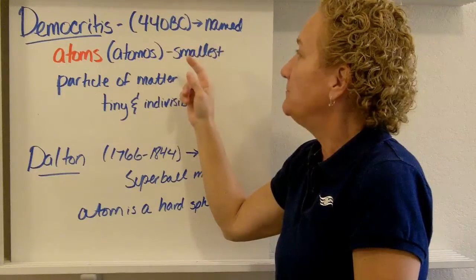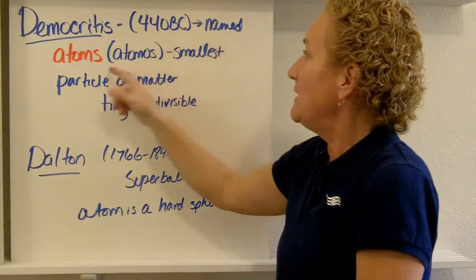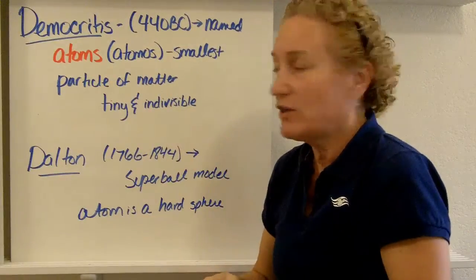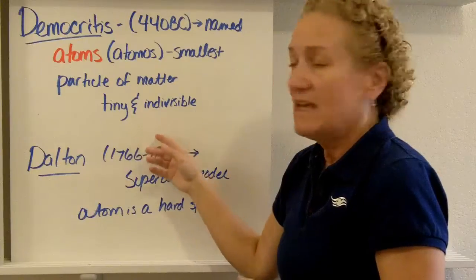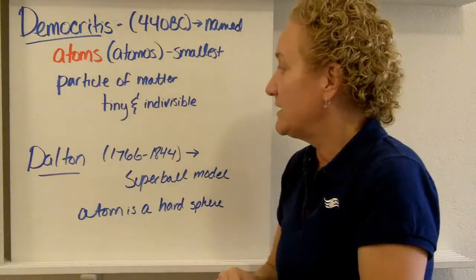Now things have changed a little bit since then, and not too long after 440 BC, Democritus, actually that was before Aristotle, Democritus named the atom. He called it atomos. We now call it an atom. It's the smallest particle of matter, and it's tiny and indivisible. So if you're ever asked who gave atoms its name, it was Democritus.